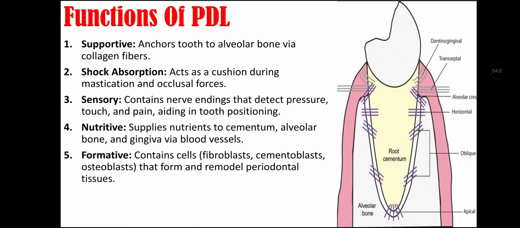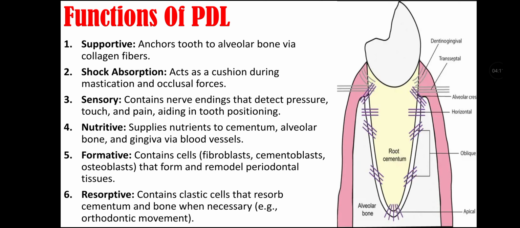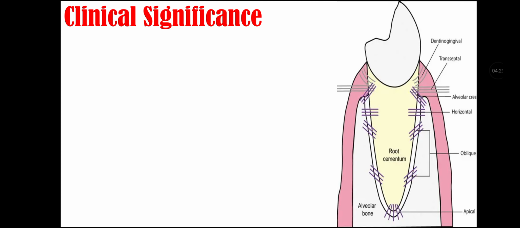Fifth function is formative function, as PDL contains cells like fibroblasts, cementoblasts and osteoblasts that form and remodel periodontal tissue. Sixth function is resorptive function, as PDL contains cells that resorb cementum and bone when necessary. Like during orthodontic movement, there are osteoclasts and cementoclasts there.